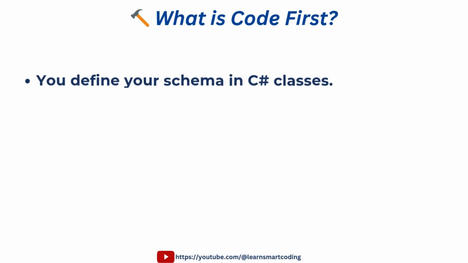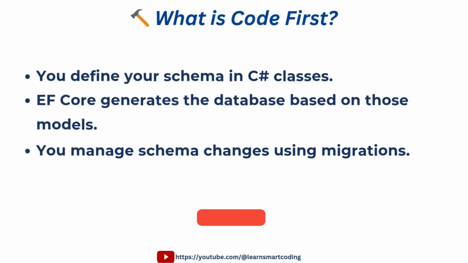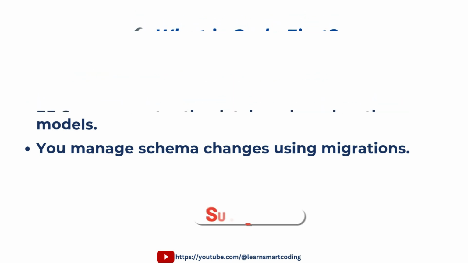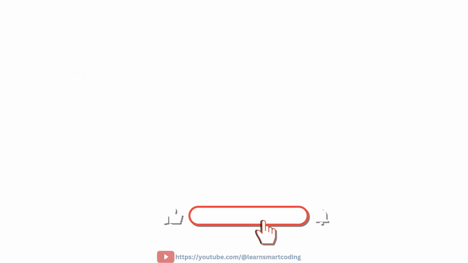Okay, so what is code first then? So code first is nothing but you define your schema in C# classes, and then the EF Core generates the database based on those models, and you manage the schema changes using your migration. So that is what it is called the code first approach. There are pros and cons for the code first approach.